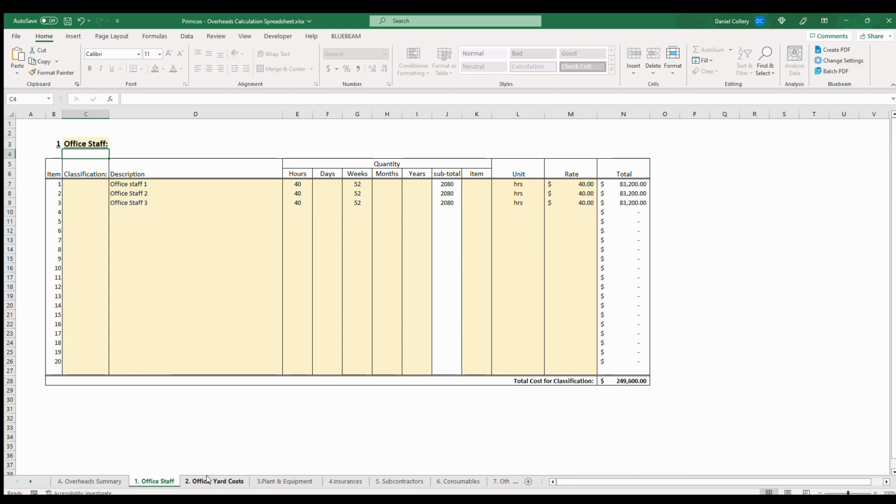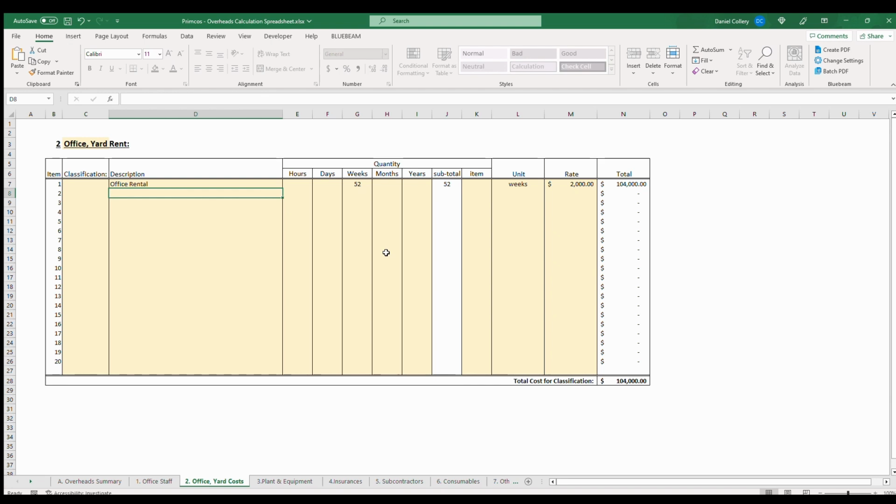So we have office staff, office yard cost. So this could be the cost of your yard or office rental. So we'll say office rental. This is likely a weekly or monthly cost. So we'll say weekly, and unit is weeks. We'll say 2,000 a week.